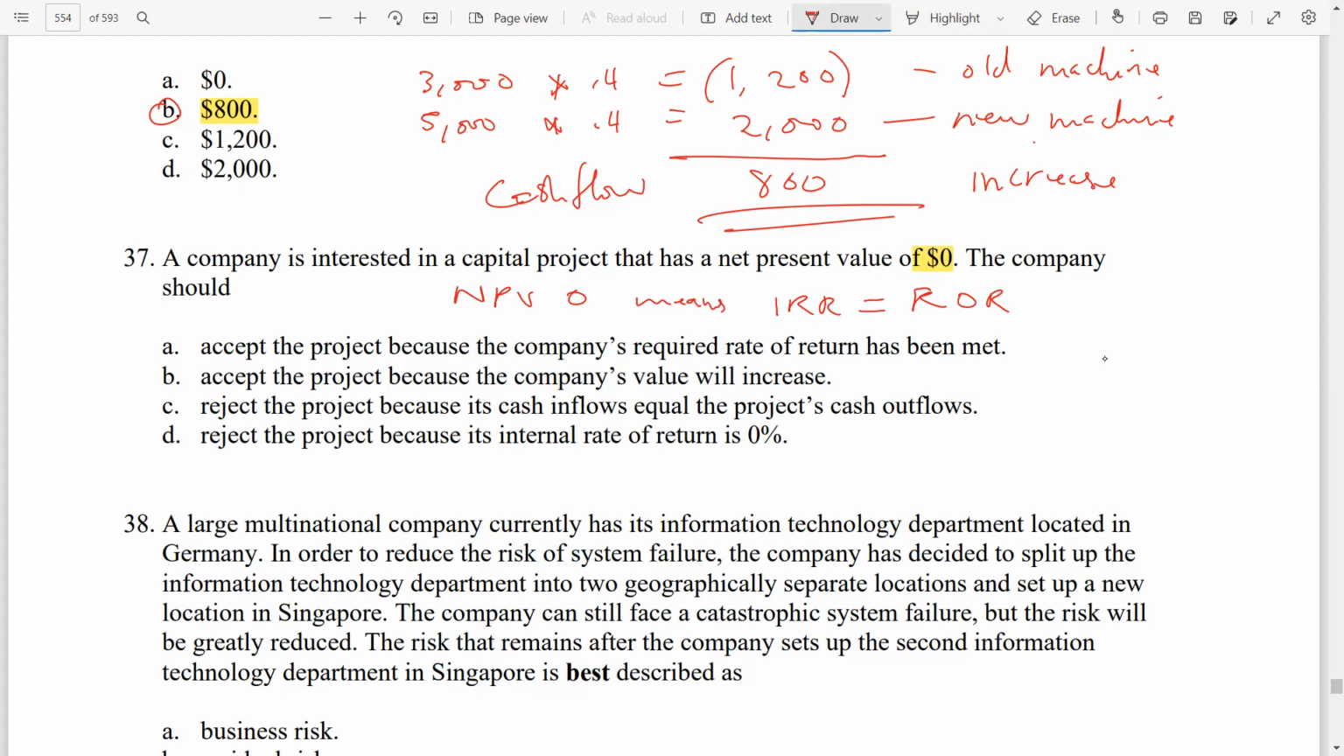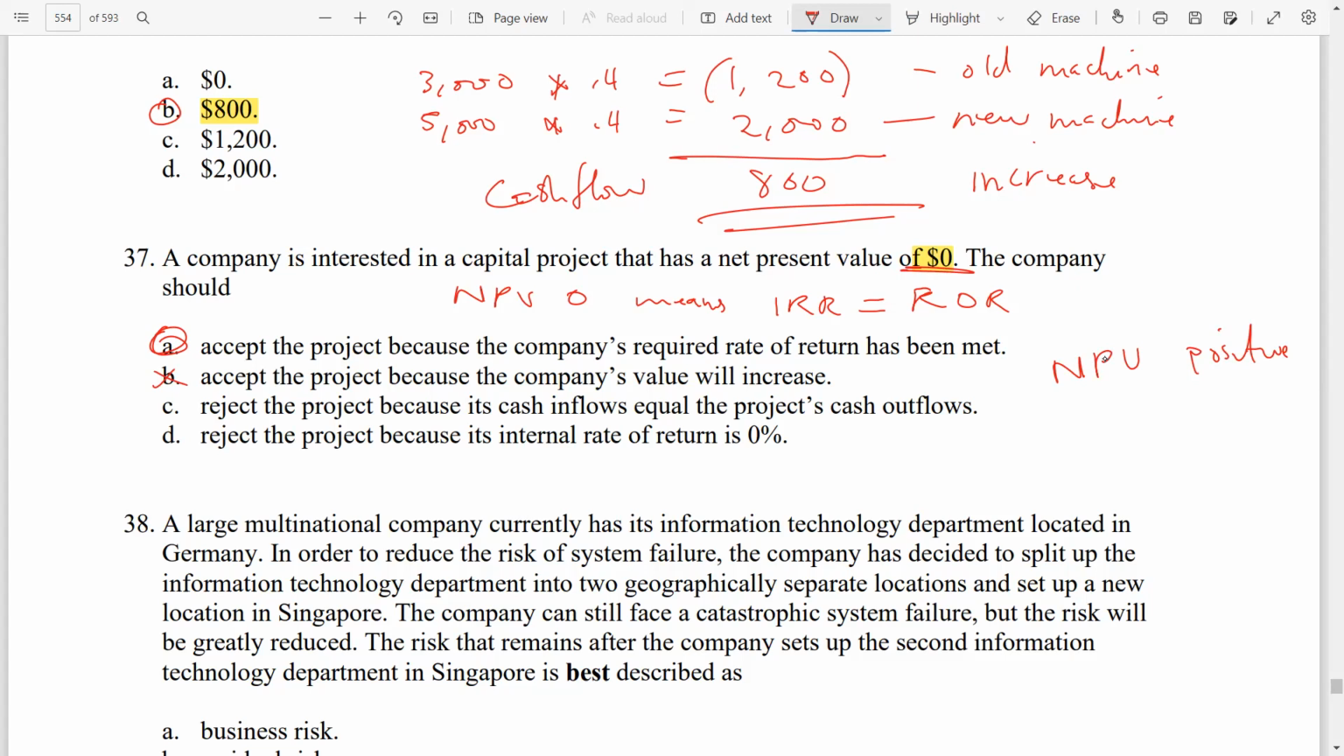A says accept the project because the company's required rate of return has been met. That looks like the correct answer. But let's go to B: accept the project because the company's value will increase. The company's value only increases if NPV is positive, and here NPV is 0. So that is not the reason to accept it.